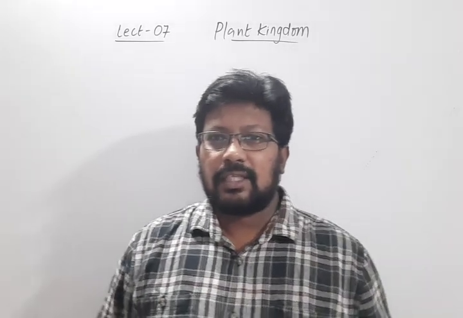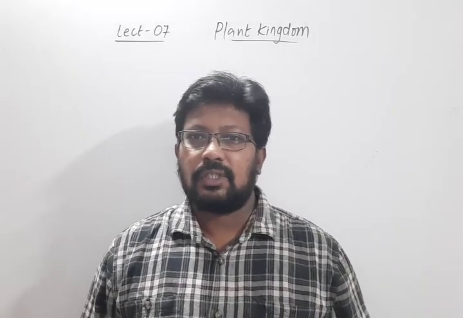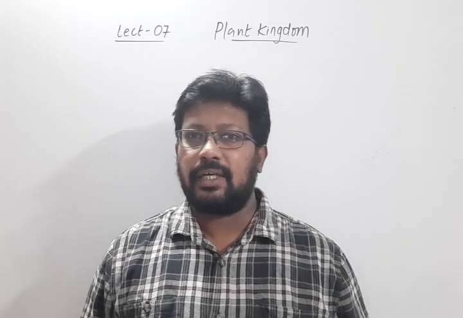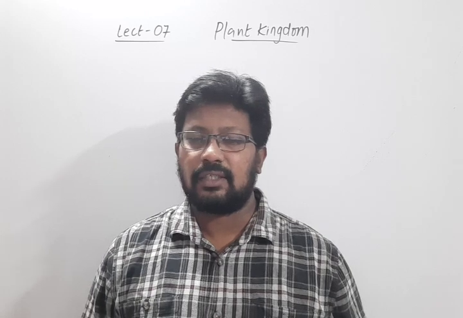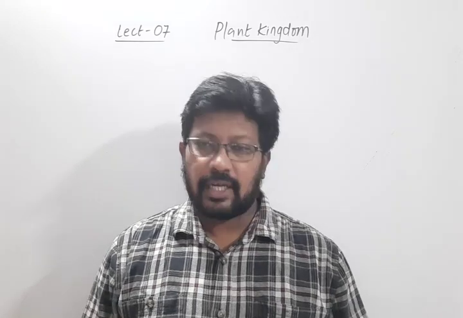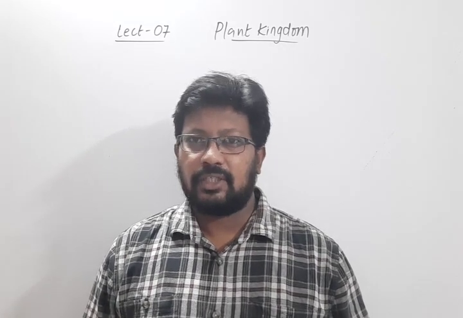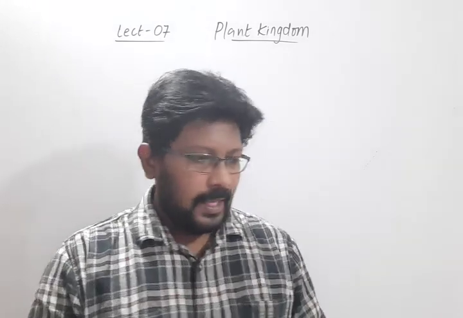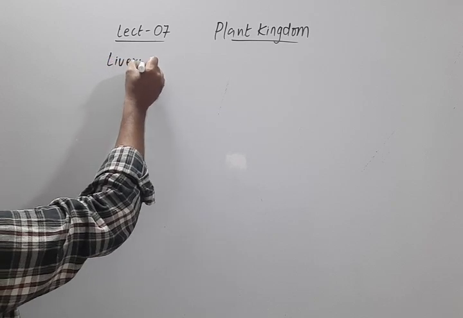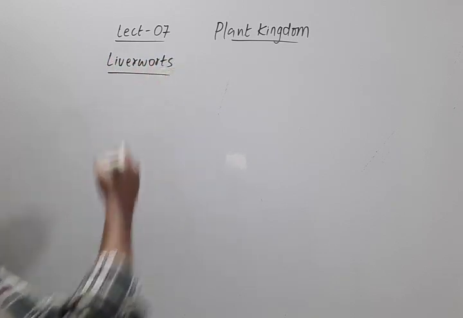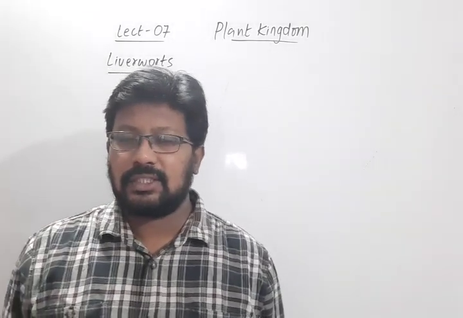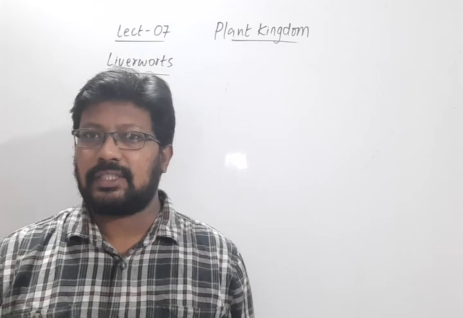Welcome. In the last session, I started discussing bryophytes, and we know the bryophytes are mainly divided into two groups: liverworts and mosses. Under the liverworts, we have seen some general characters, and now we are discussing reproduction. Reproduction in liverworts takes place by both asexual and sexual methods.